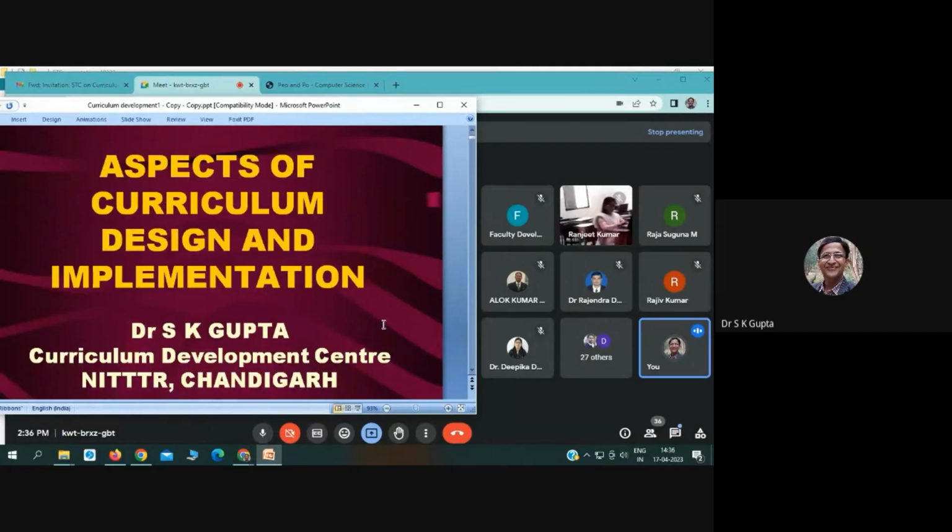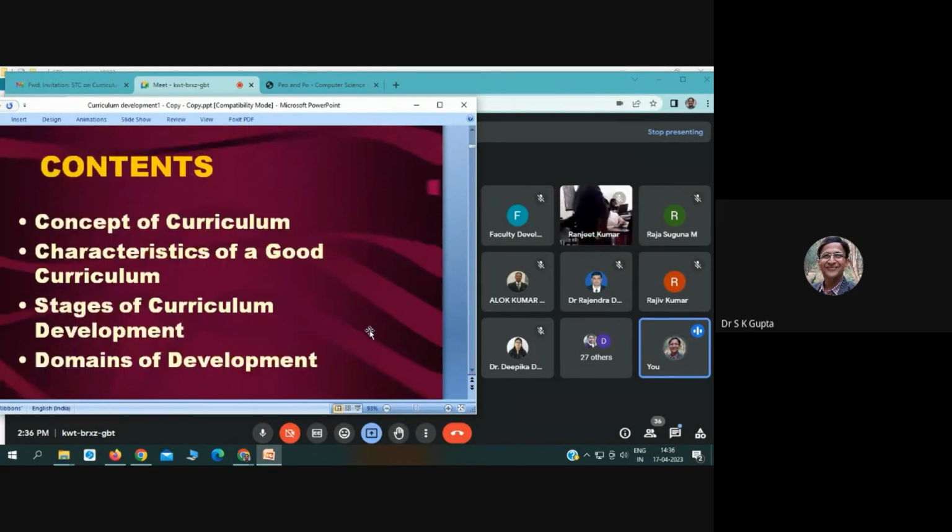In this session, I will be discussing with you what is curriculum, the concept of curriculum, what are the characteristics of a good curriculum, and what are the various stages of curriculum development. As we all are teachers, we usually say curriculum or syllabus interchangeably. We use curriculum and syllabus.